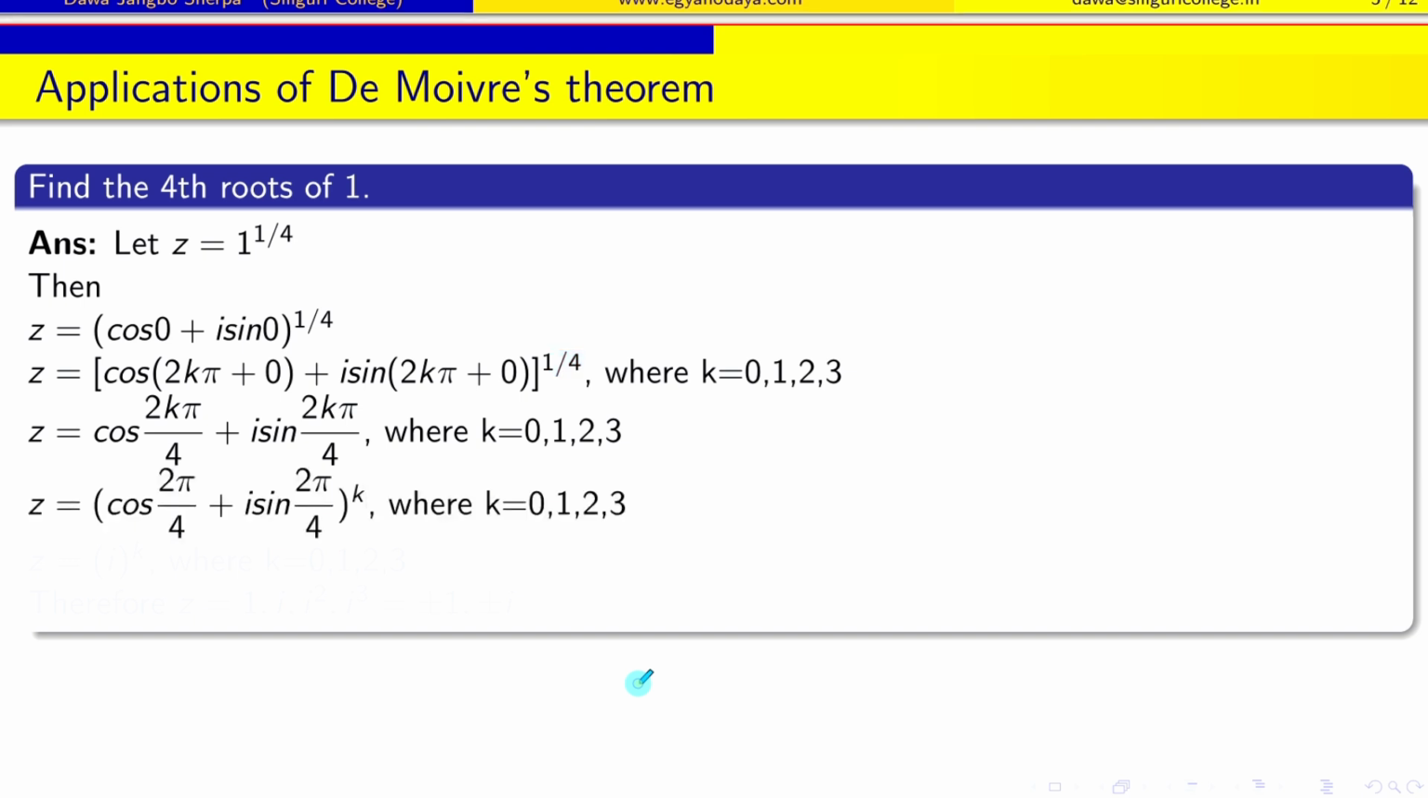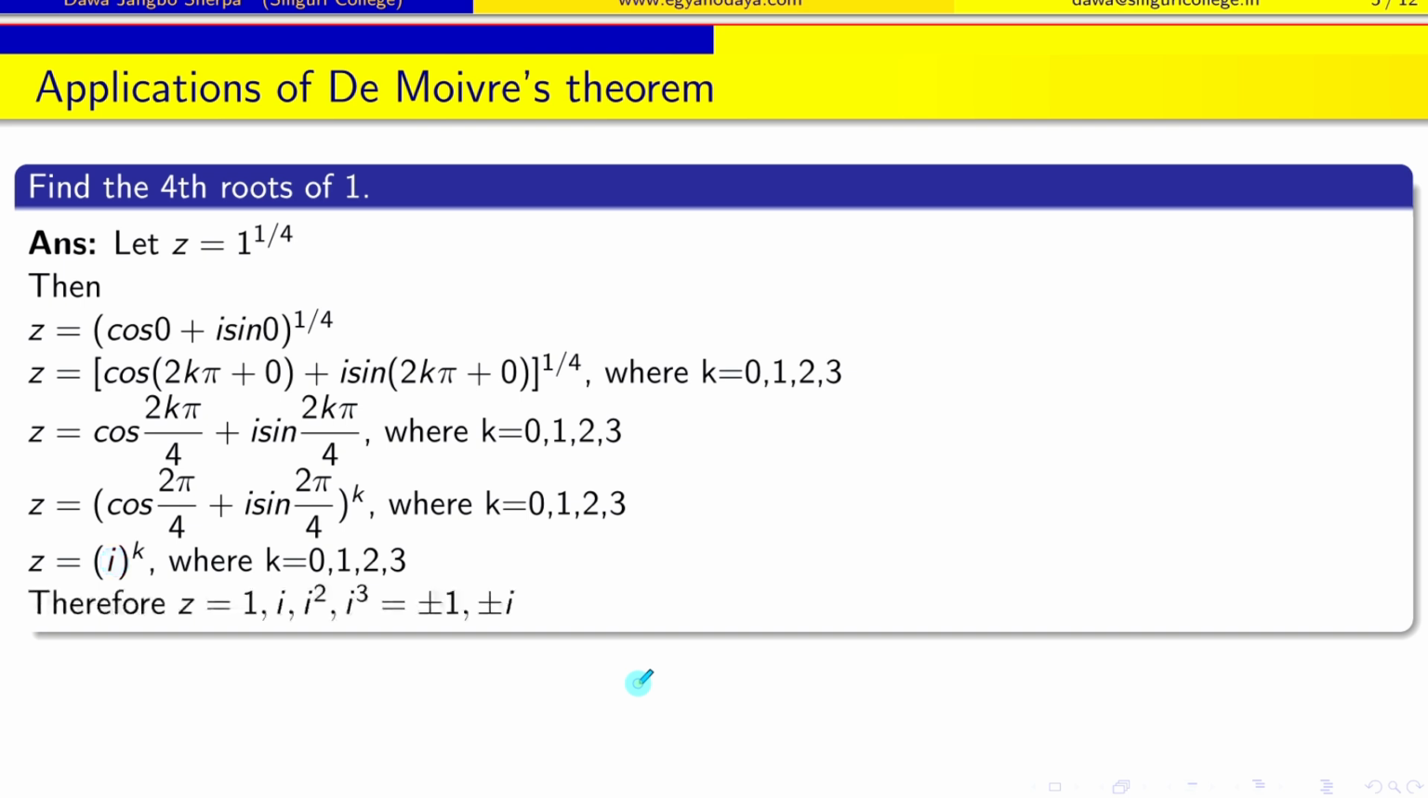Again, applying De Moivre's theorem, I can take this k out in the power of this complex number: (cos 2 pi by 4 plus I sine 2 pi by 4) whole to the power k, and cos 2 pi by 4 is cos 90, that is 0, and sine 90 is 1. So we are left with only I to the power k, where k runs from 0 to 3. K is equal to 0, 1, 2, 3.